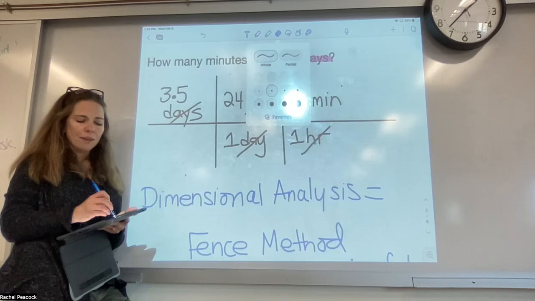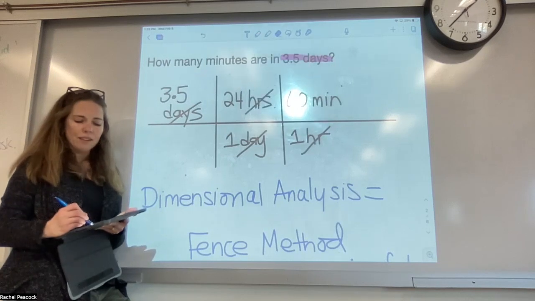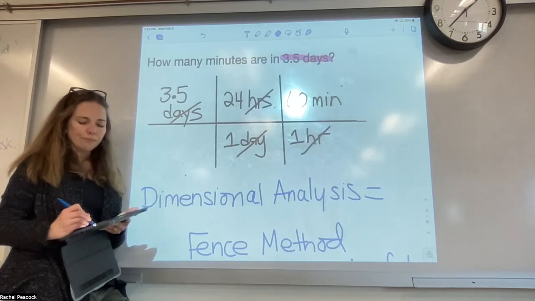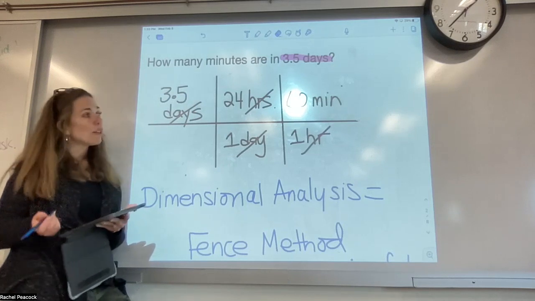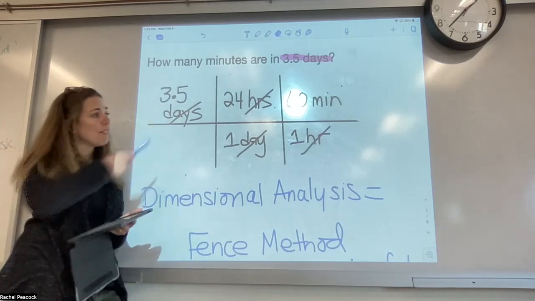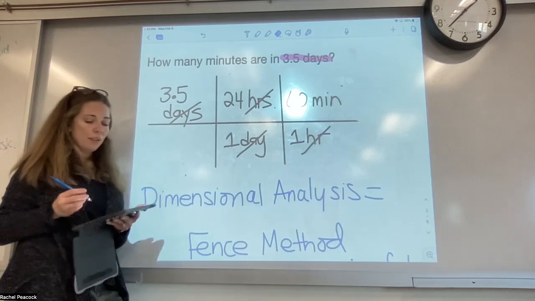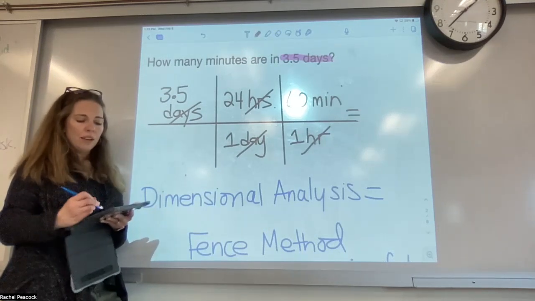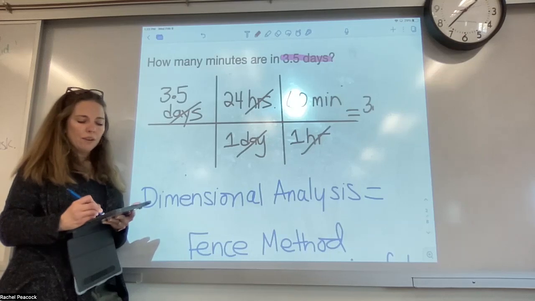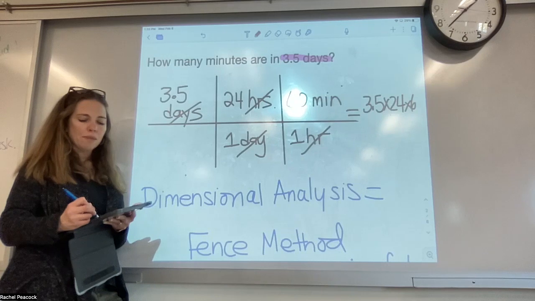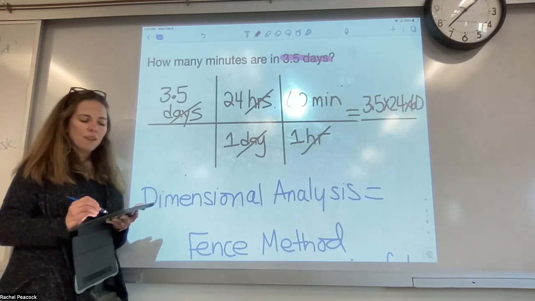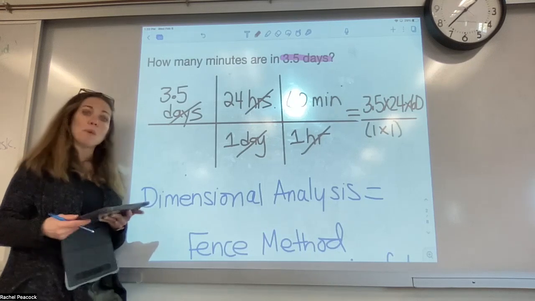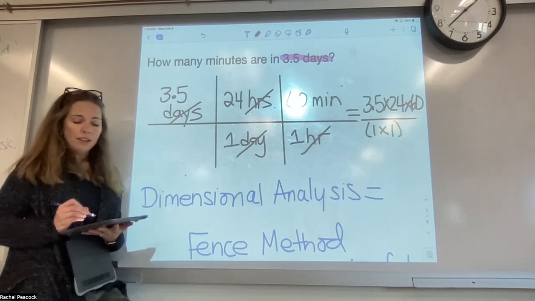I'm going to erase some of that line I have because I don't need the whole thing. So now we're done with our setup. We have the unit we want. We've gotten rid of the units we don't. What you're going to do now is multiply across, so 3.5 times 24 times 60, and you would divide by the bottom, which in this case is 1 times 1, which you know is just 1, okay?